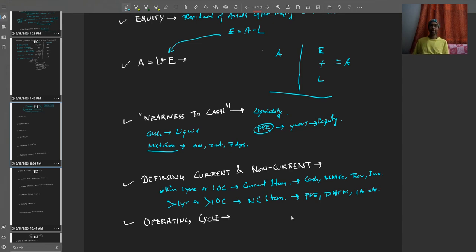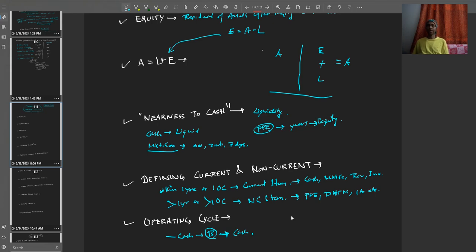Now, what is an operating cycle, friends? An operating cycle is basically the time it requires for cash to be invested in the business and for it to come back as cash. So you have put in cash in the business, the minimum time it takes for that cash to return back as cash is called an operating cycle, one single operating cycle.